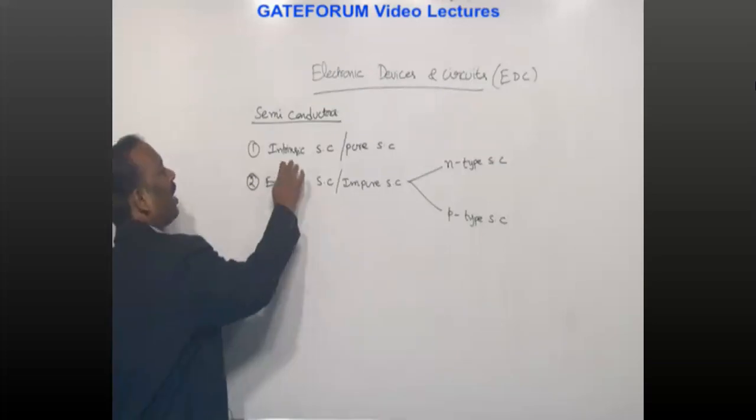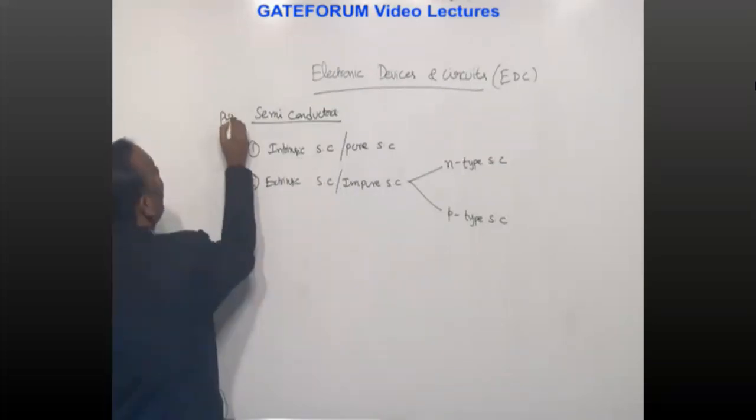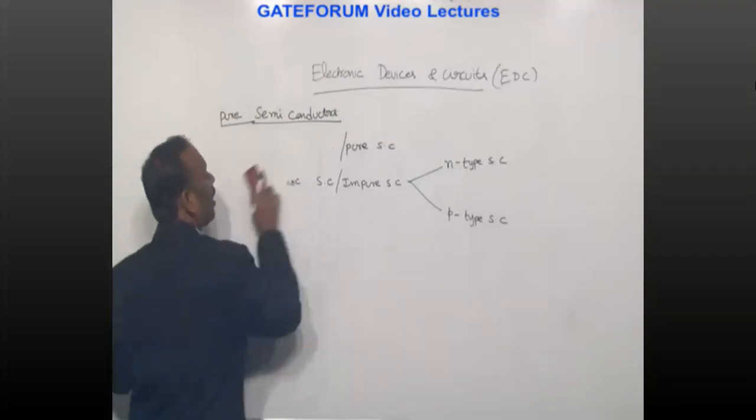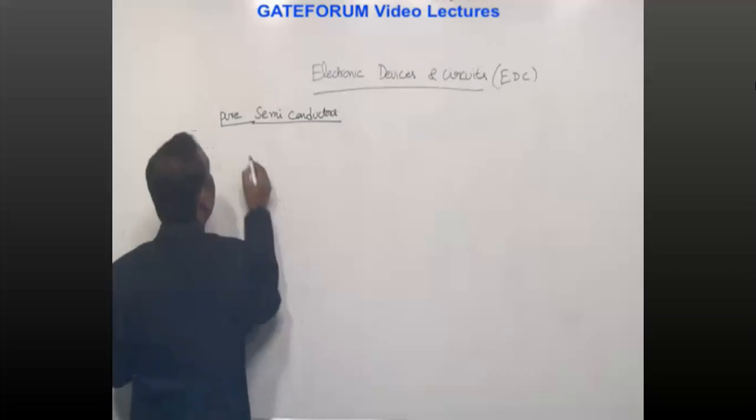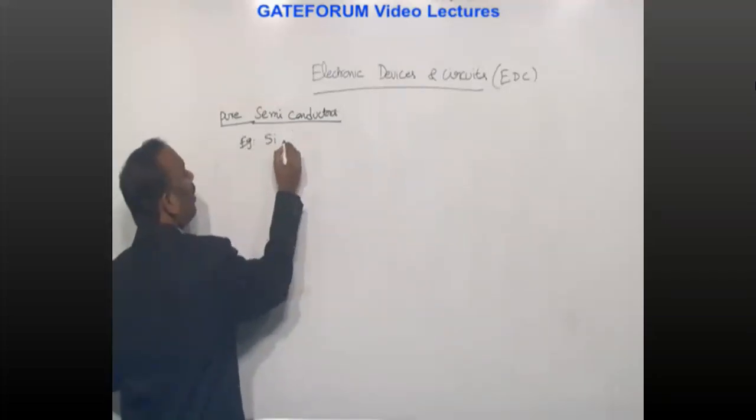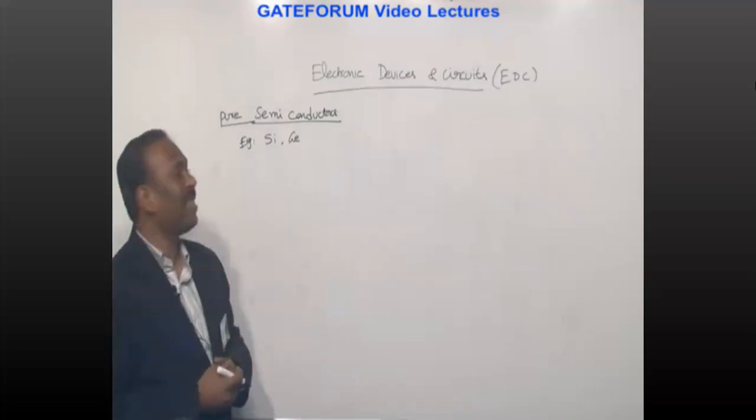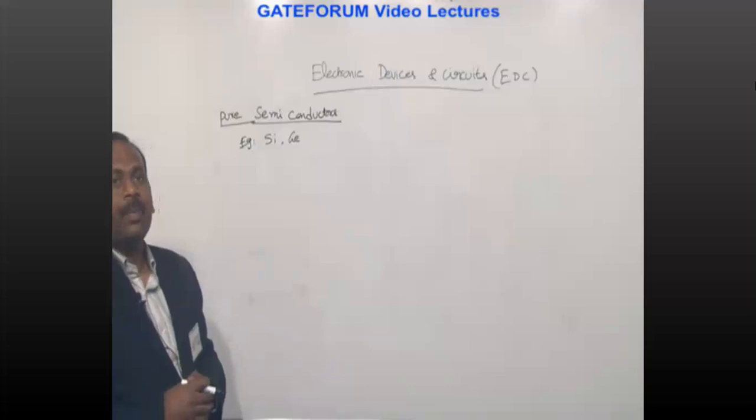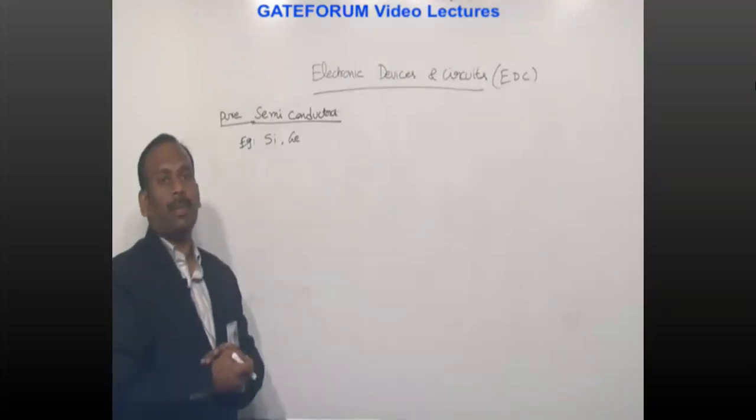Now first we'll start with the intrinsic semiconductor or pure semiconductor. An example of a pure semiconductor is silicon and germanium, which is nothing but an intrinsic semiconductor. Now, what are its properties? We'll see now.